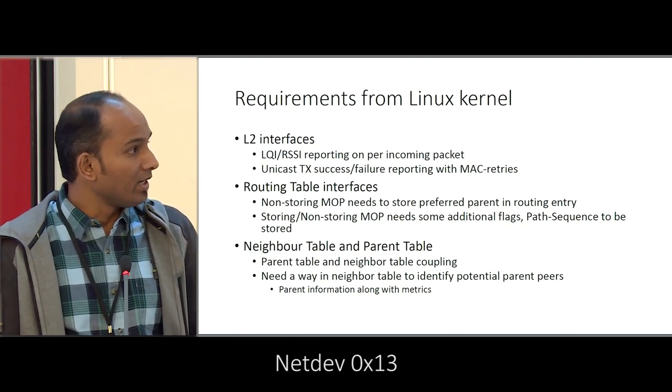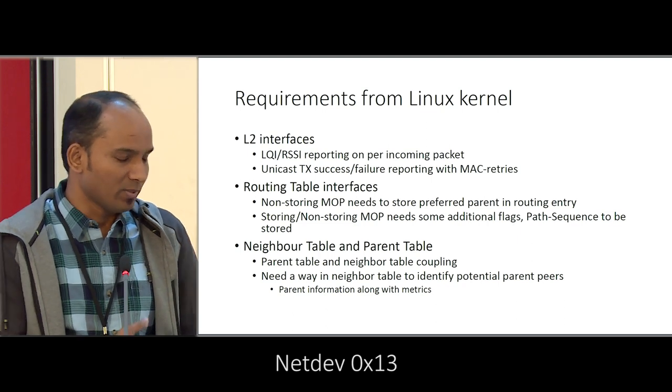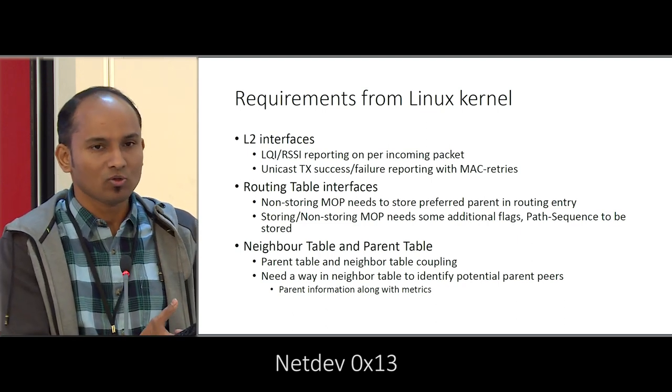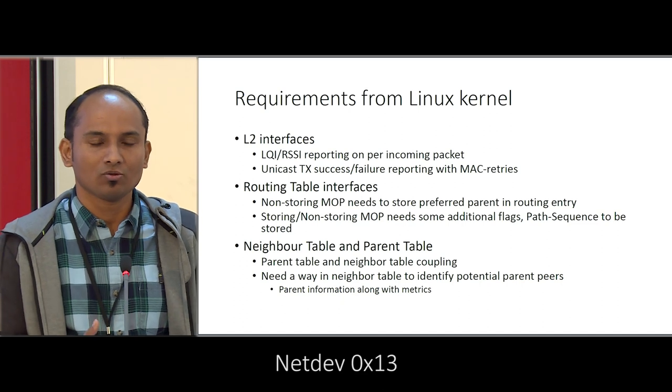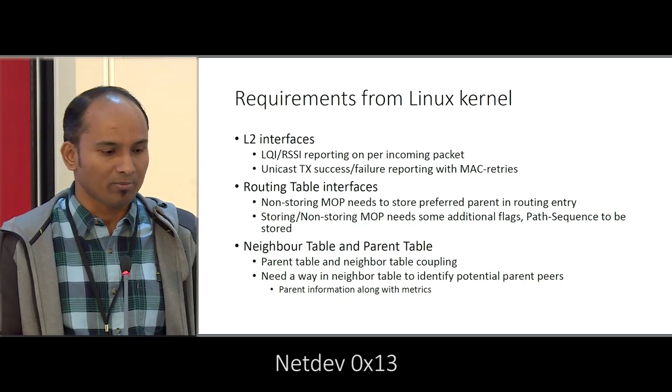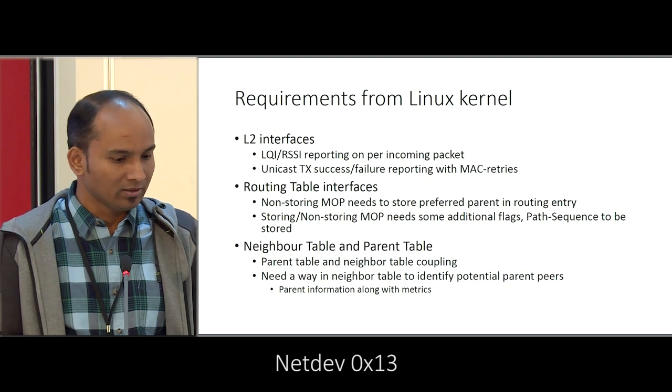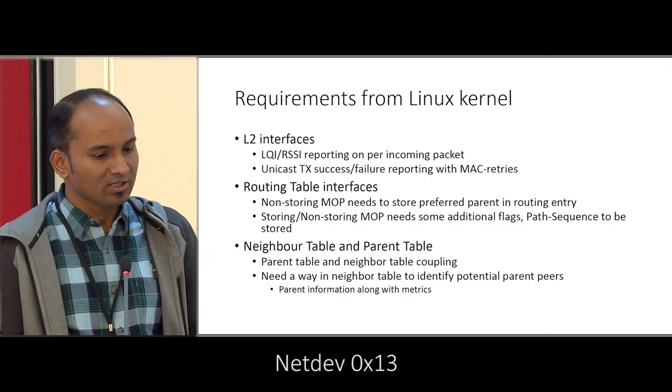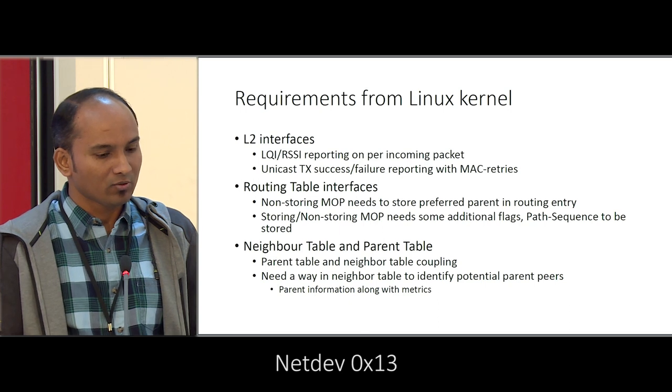Similarly, we need a way in the neighbor table to identify potential fields, but like I mentioned, if we have a mechanism to have some specific information in context to a neighbor entry, then we can do this as well, which won't be a big deal. Okay, that's pretty much it from my side. Any questions?